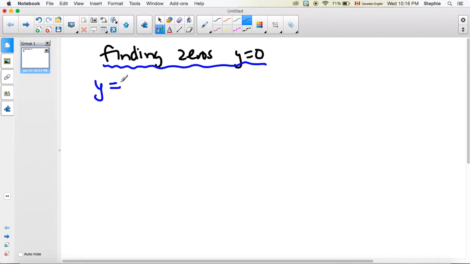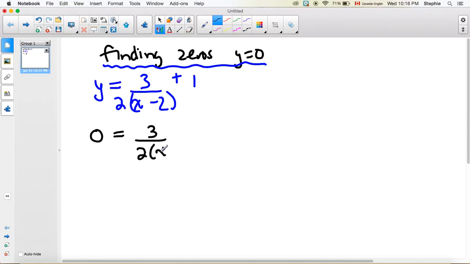So the equation was y is equal to 3 over x minus 2, and there was a 2 in the front, and then plus 1. Okay, so you're going to replace the y by 0 and you're going to isolate for the x. First thing you need to get rid of is the plus and the minus stuff. And then you bring that on either side. That becomes 3 over 2x minus 2.